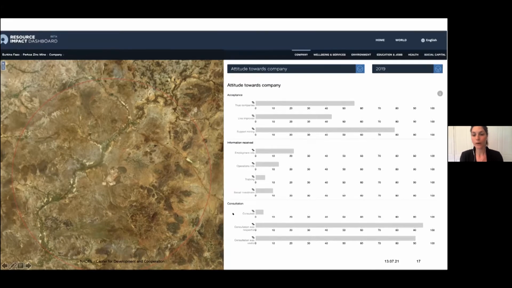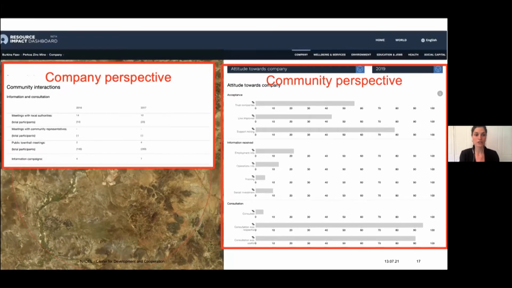What is way less well rated here is the actual interaction between the company and the community. As you can see here, did they receive information on certain topics, or were they consulted in general? As you can see here, quite poor outcome.